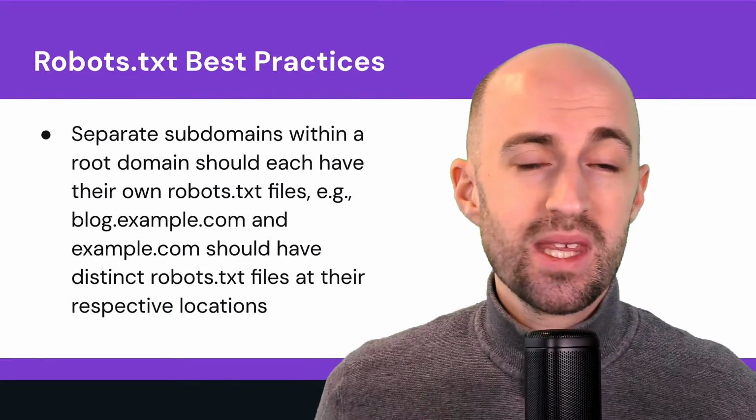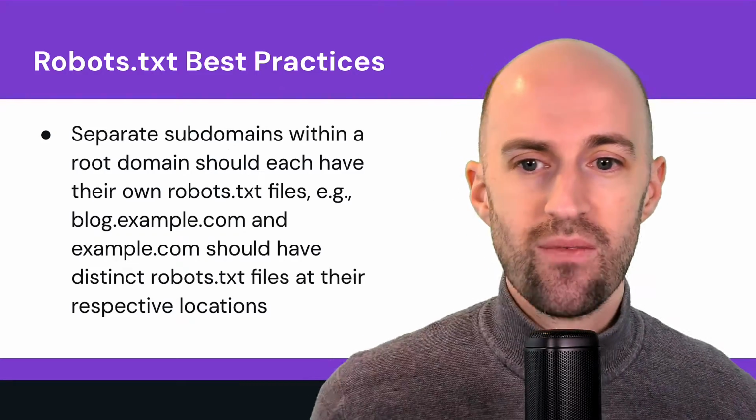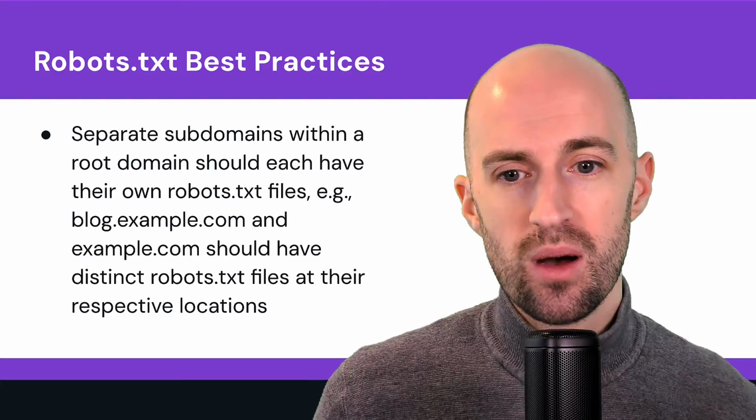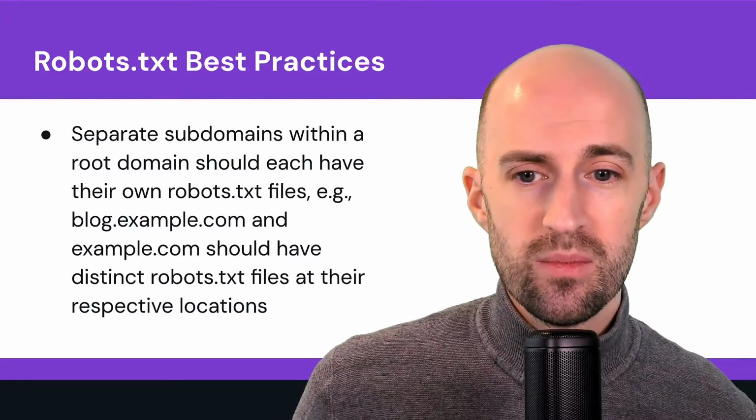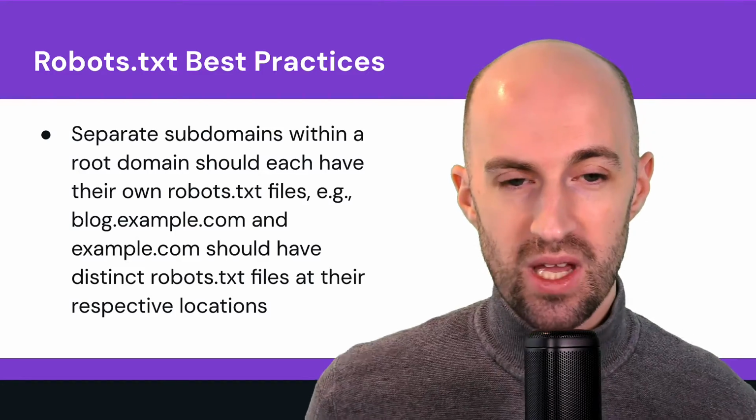Separate subdomains within a root domain should each have their own robots.txt files. For example, if you have a blog.example.com and example.com, both should have their own robots.txt files at their respective locations.